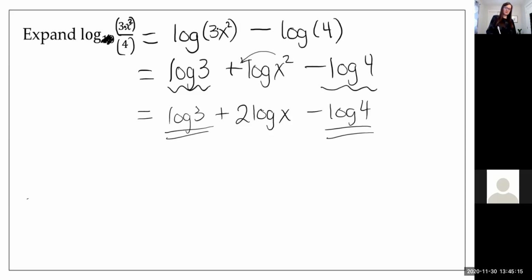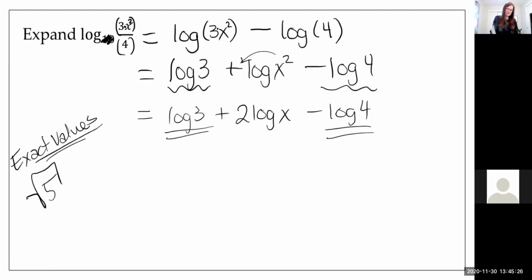It's kind of like when you left root 5 in exact form instead of making it a decimal. The same applies in logs. You would want the log 3 or log 4 to just be written as an expression, like perhaps you'd put the x term first.